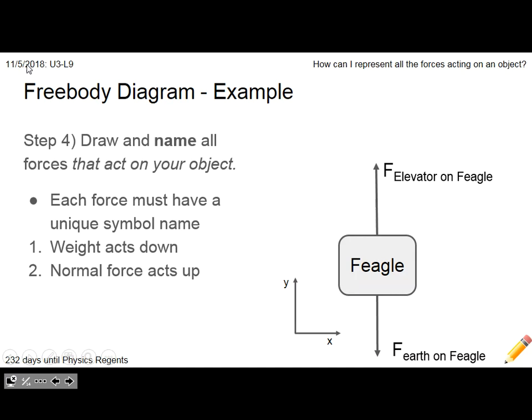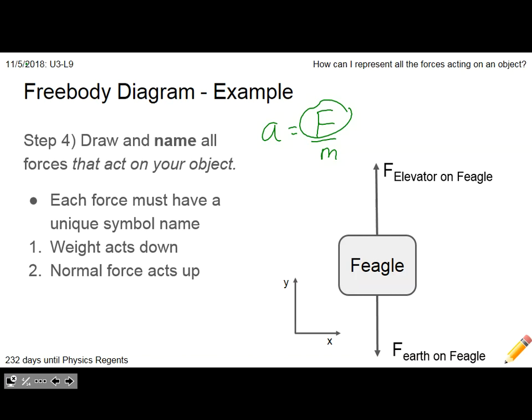So we can push on something with more. We'll look at an example after we finish this one. Okay. So again, we've got these two forces. We've got the force of the elevator pushing up on Fiegel and the force of the Earth pulling down on Fiegel. Now, if you think back to Newton's second law, which said the acceleration equals the net force divided by the mass, well, we can't use any old force to go in here. We have to figure out the net force.